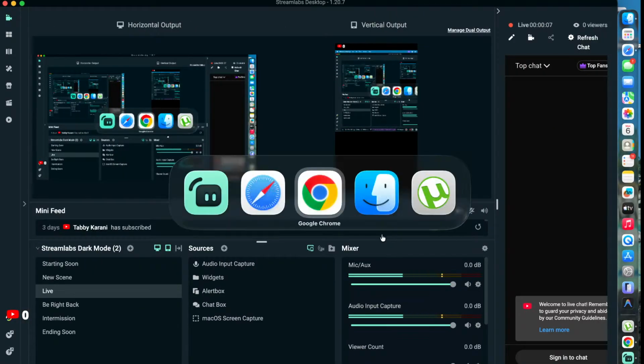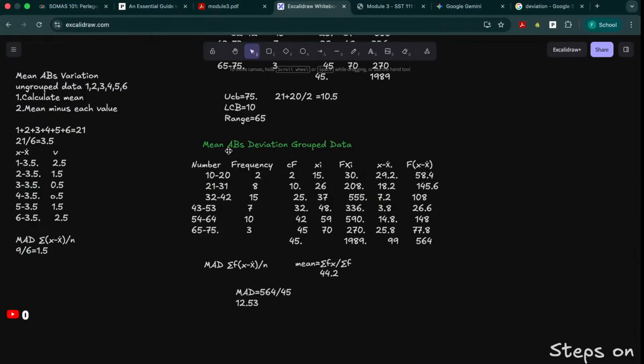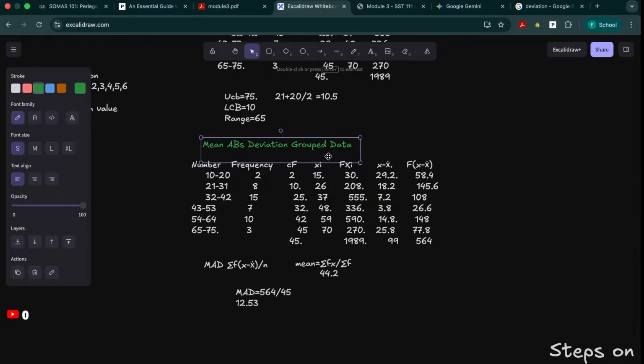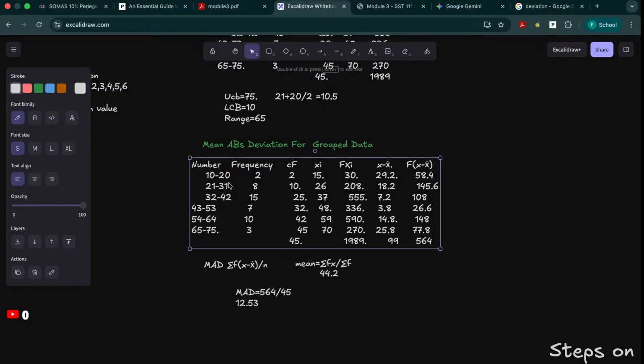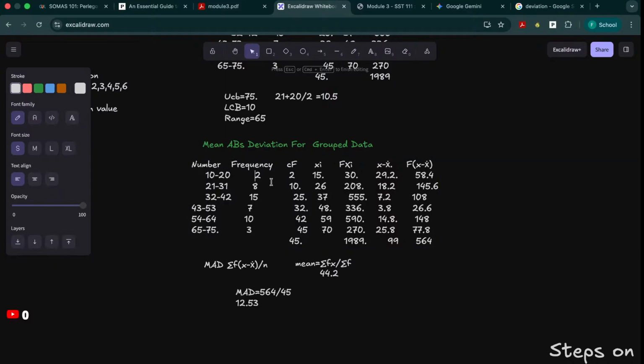In this video we are going to calculate the mean absolute deviation for grouped data. So we have this data here which is grouped already. We have a class of 10 to 20 which occurs at a frequency of 2.